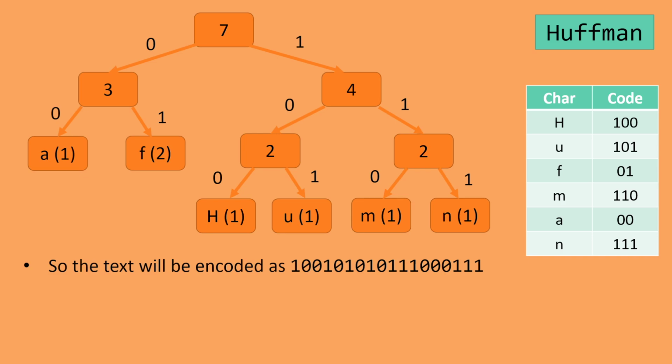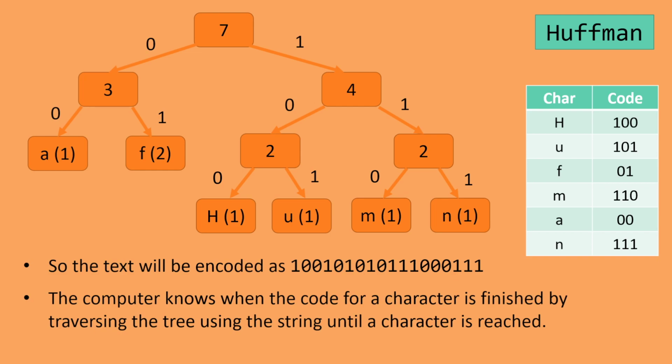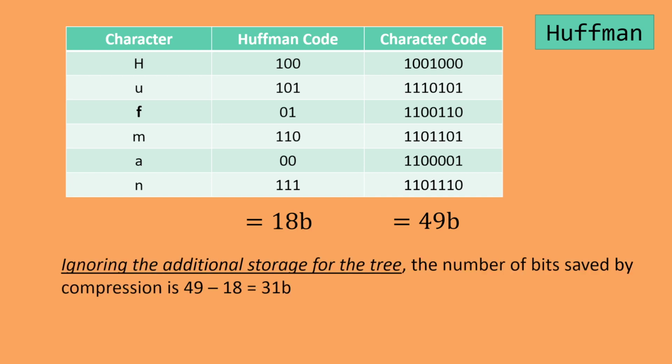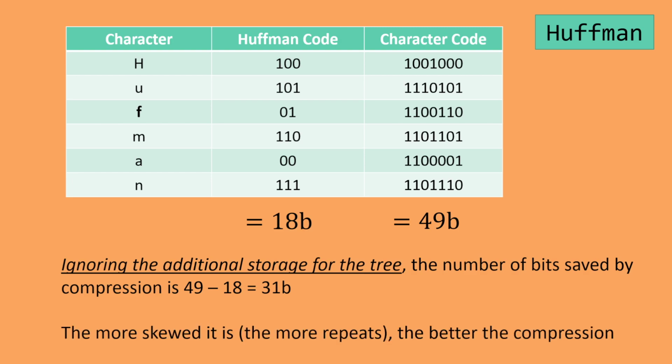So the text in this circumstance will be encoded as that binary string. The computer knows when the code for the binary is finished by traversing the tree using the string until a character is reached. Here we go, as an example in hex. We can ignore the additional storage for the tree. The number of bits saved by the compression is 49 minus 18, which is 31 bits. The more skewed it is, in essence the more repeats, the better the compression has taken place.